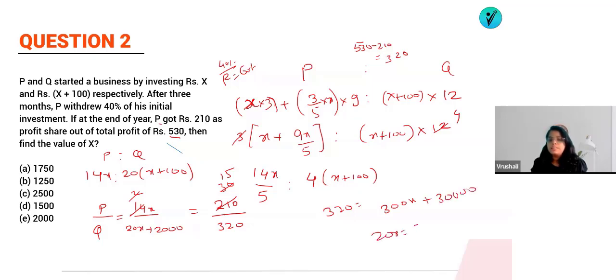So 20x is equal to 30,000. You can see a 0 cancelled. The value of x will be equal to 1500. So your answer will be option number D, that is 1500. Now we will go for the next question.